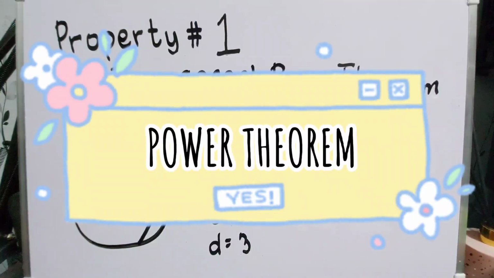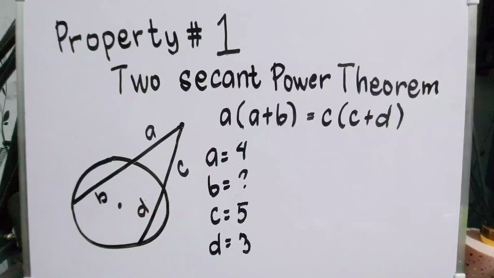For this video is power theorem. The first property is two secant power theorem. This property states that if two secant segments share the same endpoint outside the circle, then the product of the lengths of one secant segment and its external segment equals the product of the lengths of the other secant segment and its external segment. So in this circle, we have here two secant segments that share the same endpoint outside the circle. So we will use property number 1.